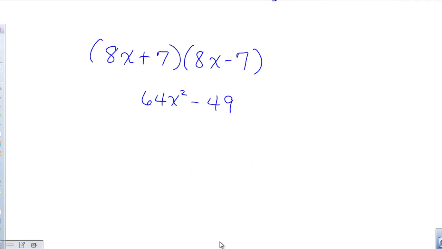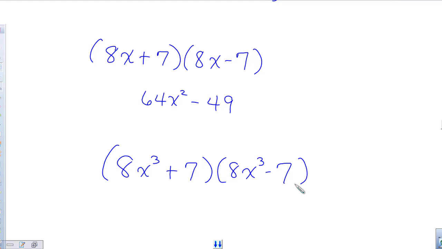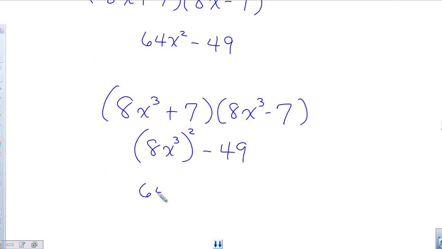Okay, so if I have 8x cubed plus 7 times 8x cubed minus 7, this still fits the pattern of a plus b and a minus b. So what I would have to do is say 8x cubed squared. Whatever it is, I'm going to square it. And then, of course, minus 7 squared. So 8x cubed squared is 64x to the 6 minus 49. Okay, so yeah, whatever it is, we square it.